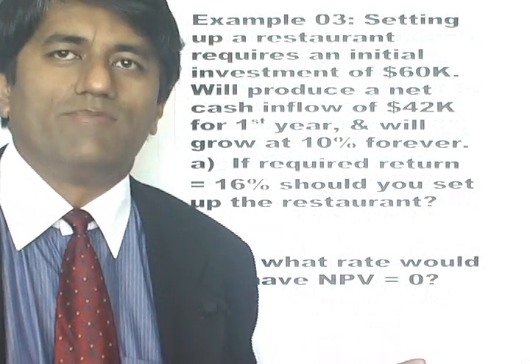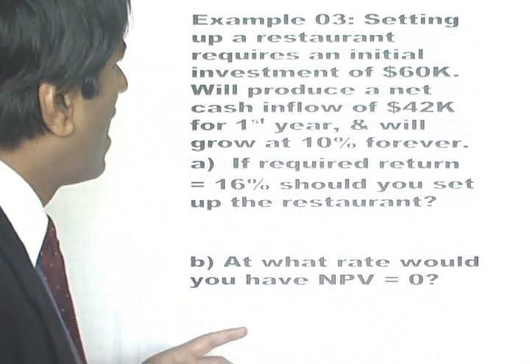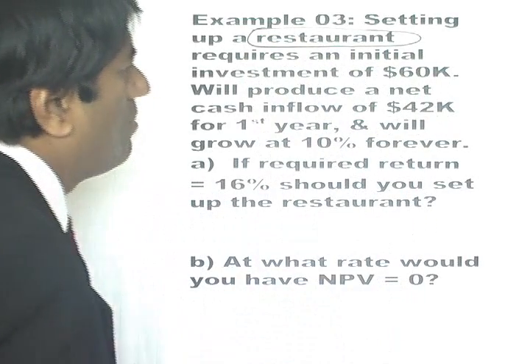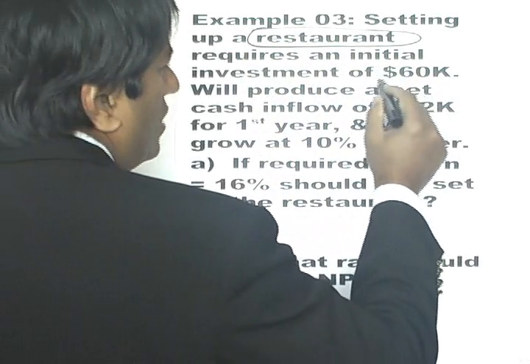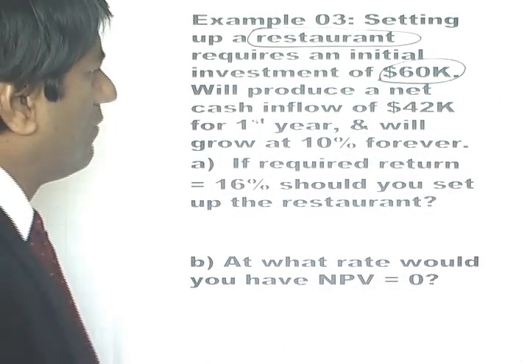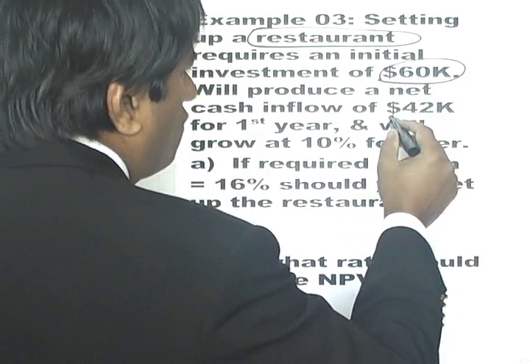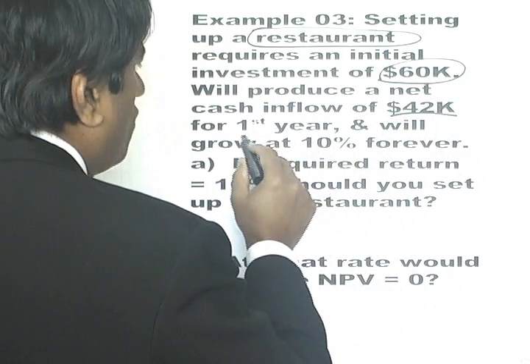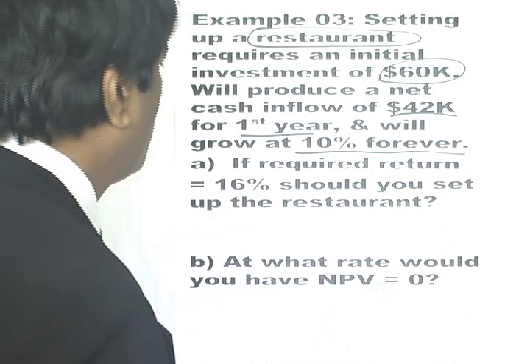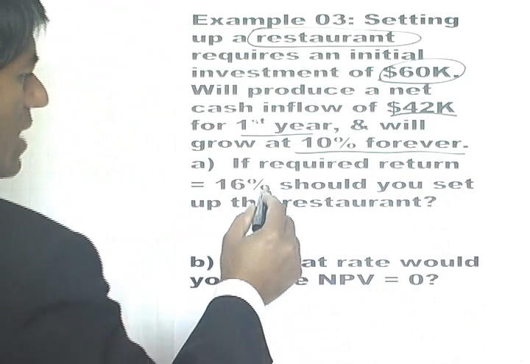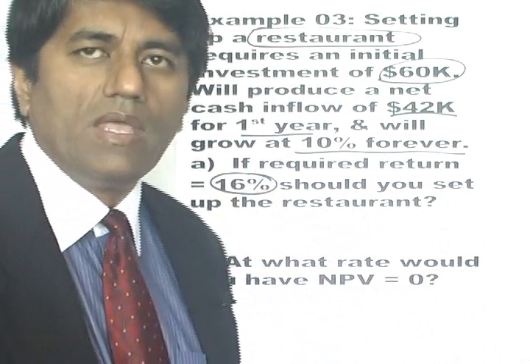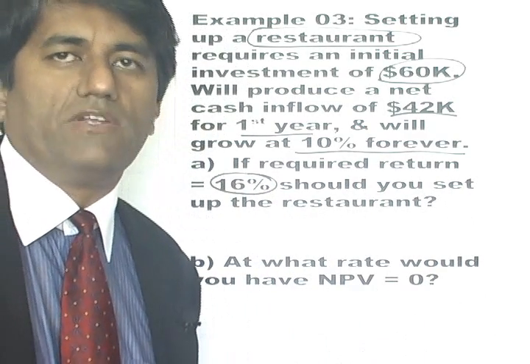In the next NPV example, we have a restaurant which is to be set up, and it requires an initial investment of $60,000. It will produce a net cash flow of $42,000 for first year, and that will grow at 10% forever. If the required rate of return is 16%, should you set up the restaurant? So basically you calculate NPV to answer this question.